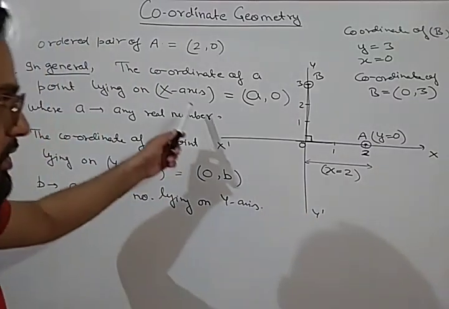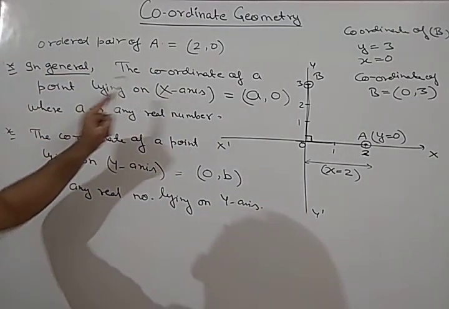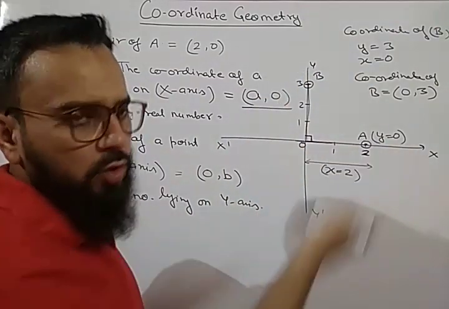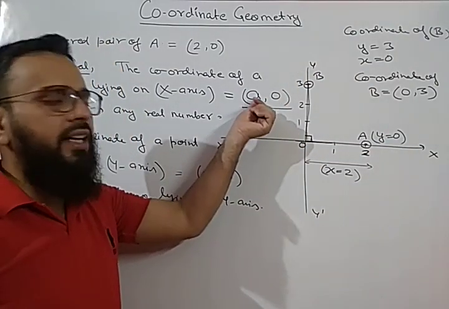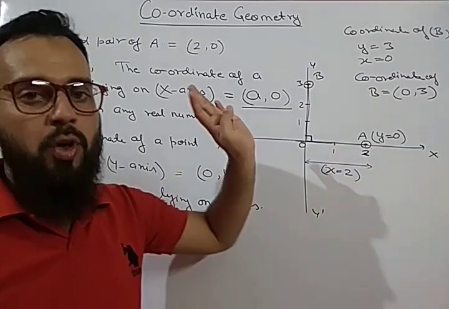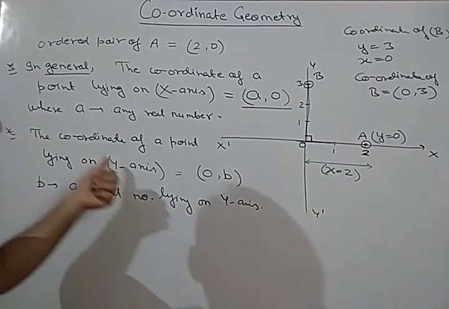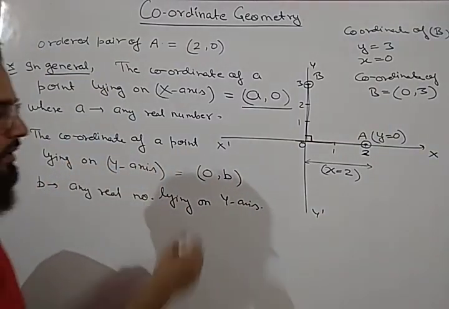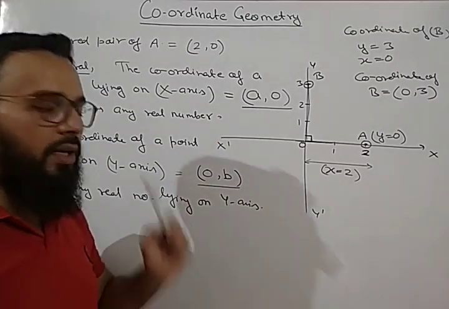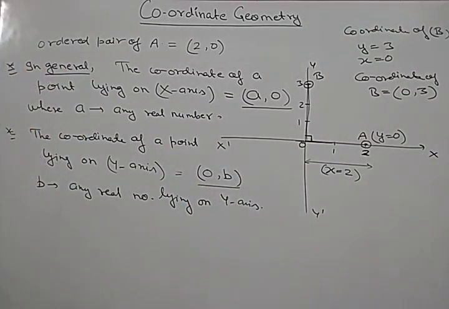So you should remember these two things. The coordinate of a point which is lying on the x-axis is of the form (a, 0), or you can write it as (x, 0) also. It will be any real number x or a, positive or negative, but it will lie on the x-axis. Similarly, if a point is lying on the y-axis, then the coordinate of that point will be (0, b). So note down this concept also.